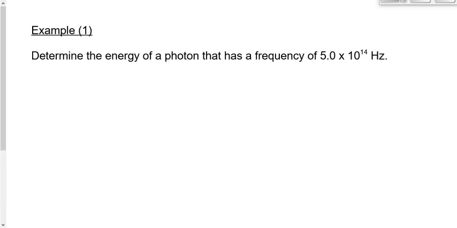Okay, let's do an example here. This is example number 1 on your sheet that I handed out the first day of the unit. It says, determine the energy of a photon that has a frequency of 5 times 10 to the 14 hertz. Really, really easy, straightforward question here for us.